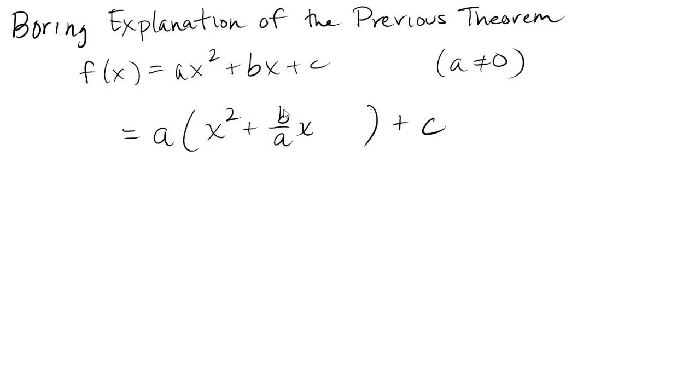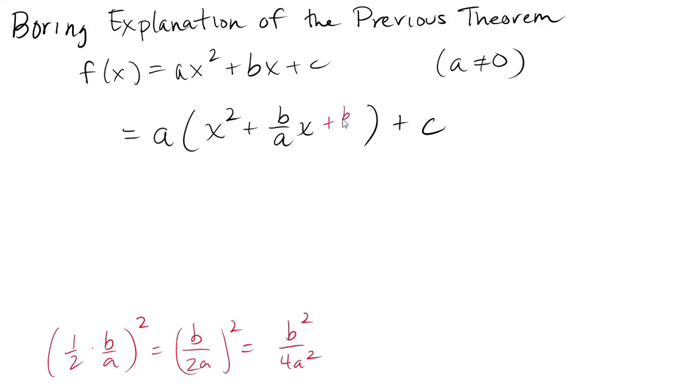I take half of the coefficient of x and I square it. So I'm going to write this as half of b over a. Rather than dividing by 2, I'm going to multiply by 1/2 because my coefficient looks like a fraction. So this becomes b over 2a squared, and that's b squared over 4a squared. So I'm going to add b squared over 4a squared, and now I have to counterbalance that, but remember that's being multiplied by a, so I'm really subtracting b squared over 4a.